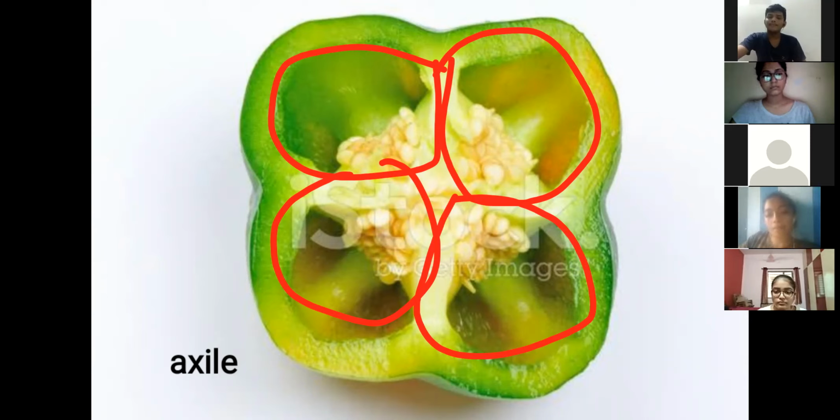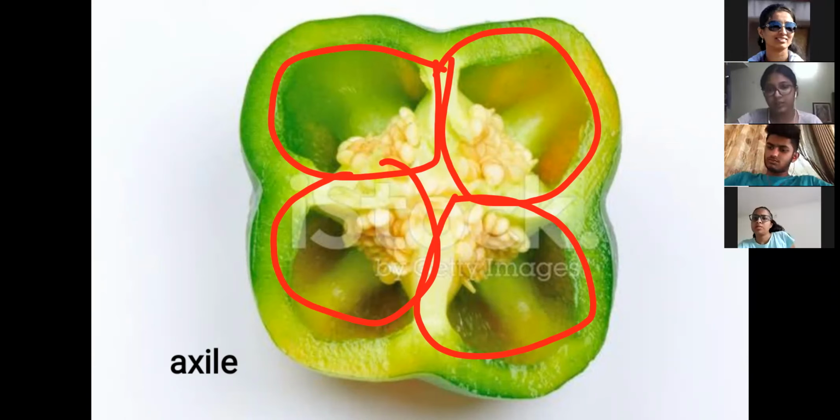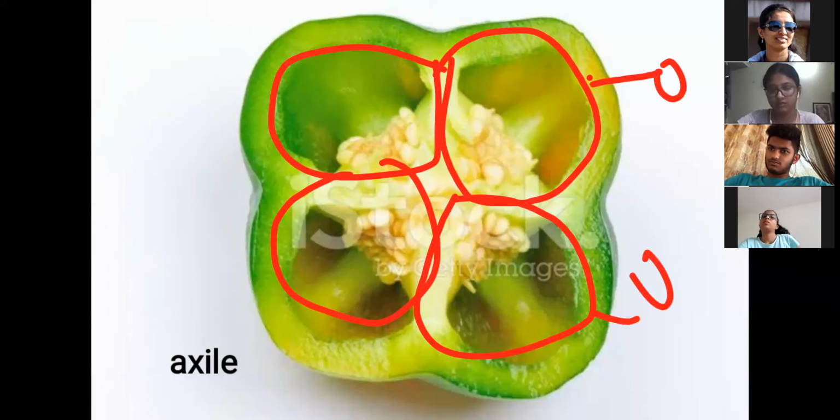Sakshi. Ma'am, 4 carpels. Sakshi, speak loudly. Hello, ma'am. Am I audible? Yes, बोलो. Ma'am, 4. हाँ, correct. 4 carpels are there, right? 4 carpels meaning this thing indicates 4 ovaries. ये 1 ovary है, second, third, and this one is 4.